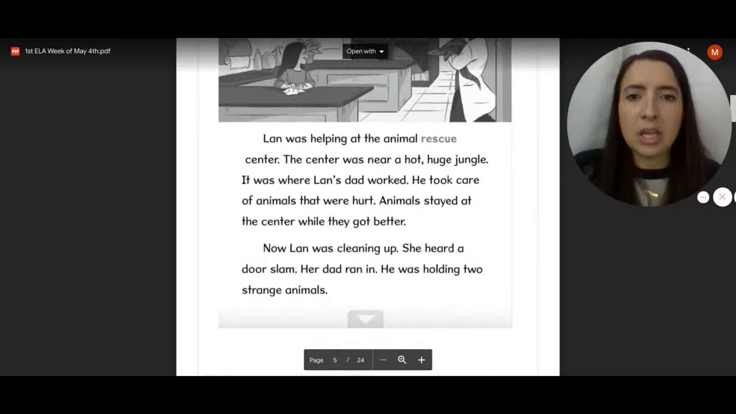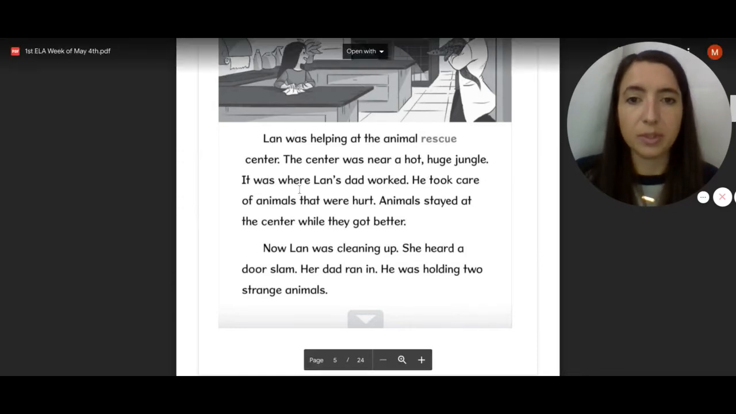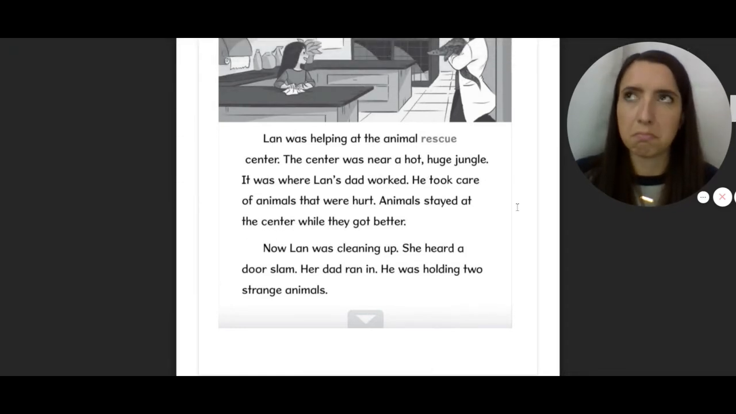Lan was helping at the Animal Rescue Center. The center was near a hot, huge jungle. It was where Lan's dad worked.